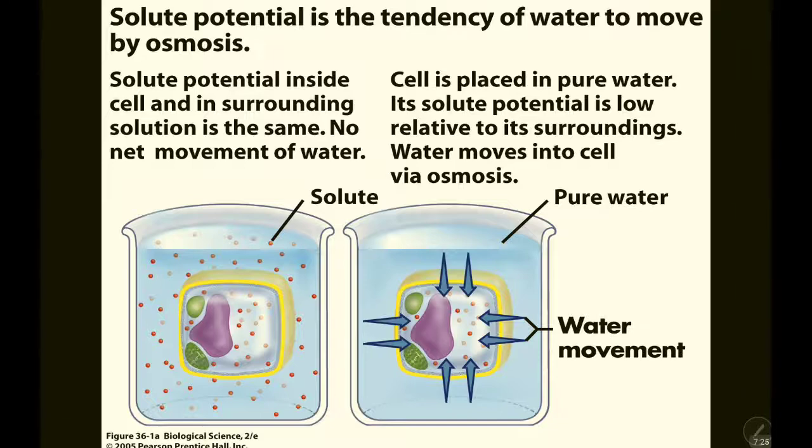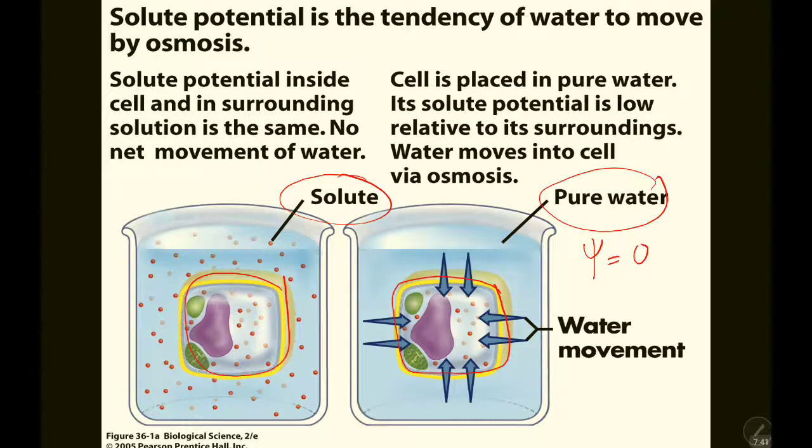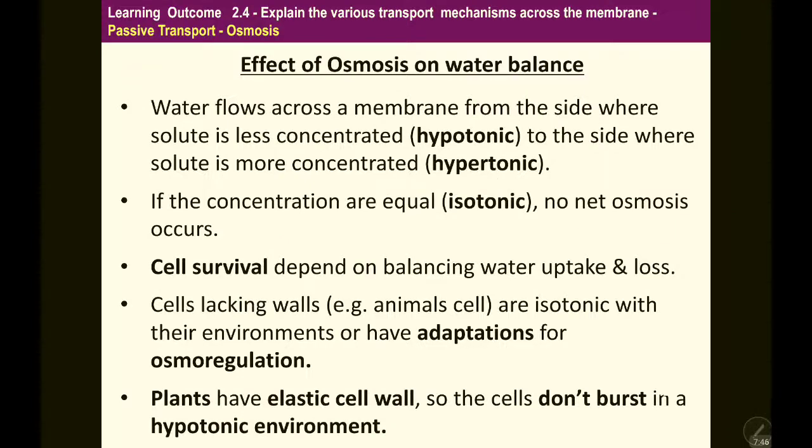Okay, so this one is the comparison between the cell put in a solution which has solute, and put in pure water. Pure water has the highest water potential, 0 pascal. So, the effect of osmosis on water balance: all organisms must have their adaptation to the surroundings. If the cell is put in an isotonic solution, no net osmosis occurs.